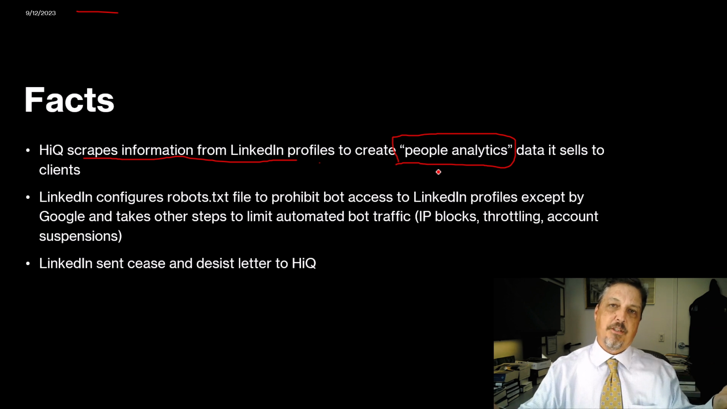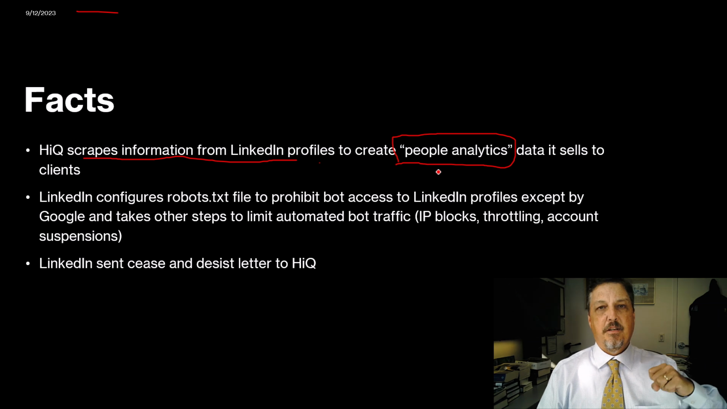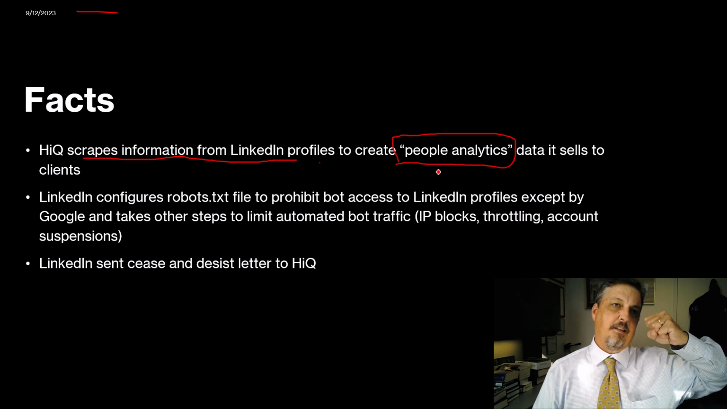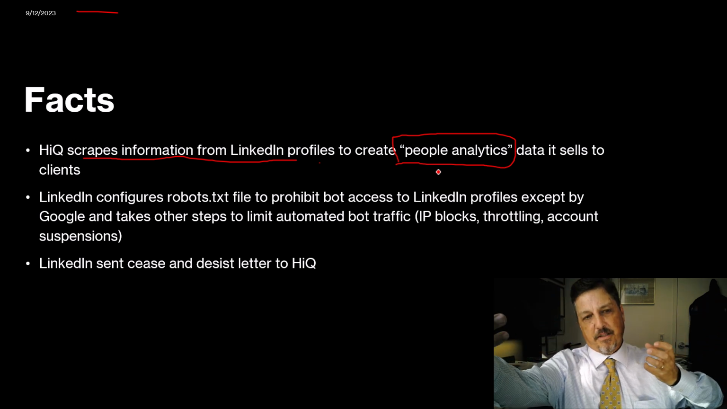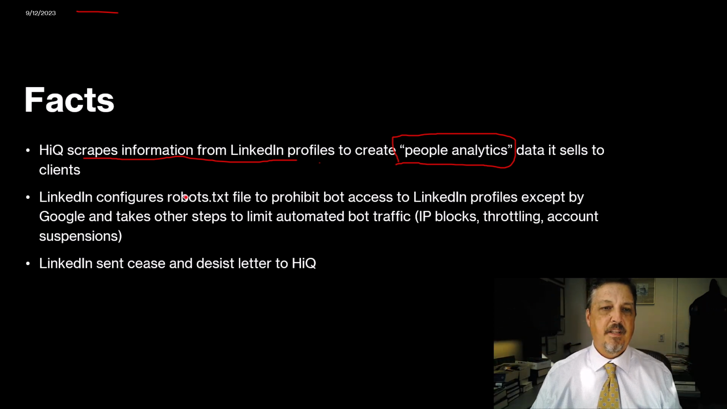to others for consumption, right? They're selling these reports, say, to potential employers: in this region of the country, there's X number of people with X number of educational credentials in X field, right? Things like that. LinkedIn said this scraping violated LinkedIn's terms of service.